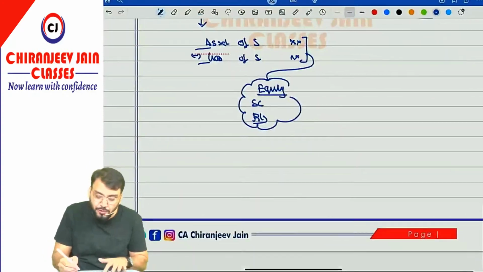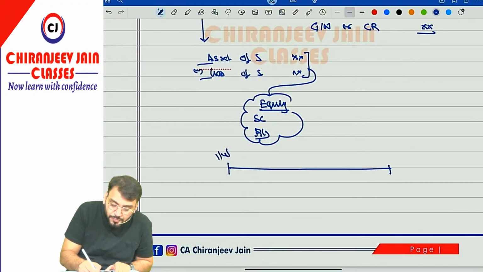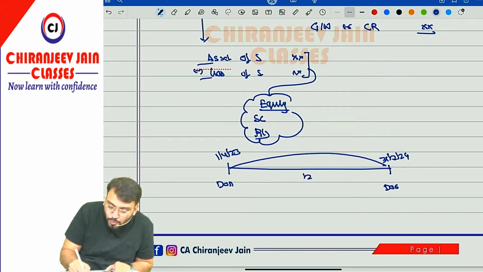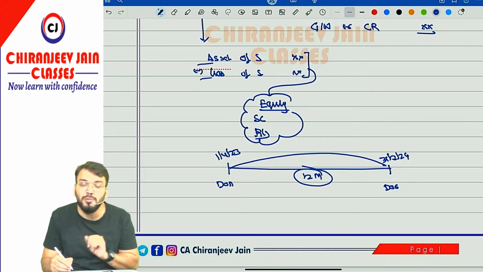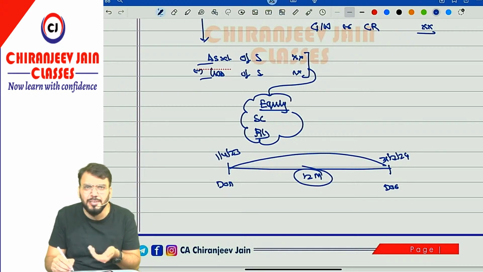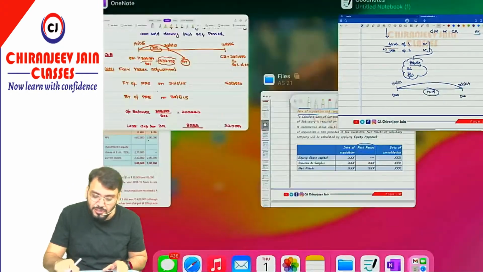Suppose the date of acquisition is 1/4/2023 and this is 31st March 2024. This becomes the date of acquisition. This is the date of consolidation. So we call these 12 months the post acquisition period for this particular question. It can be any period, more than 12 months or less than 12 months also, depending upon the information given in the question. Got this point? I hope you understood this much.